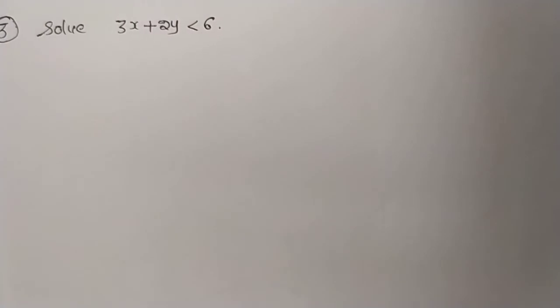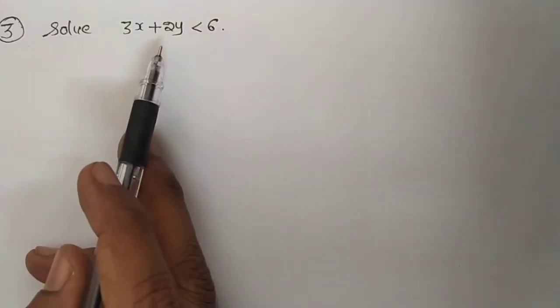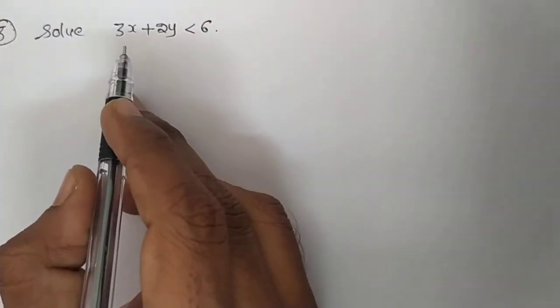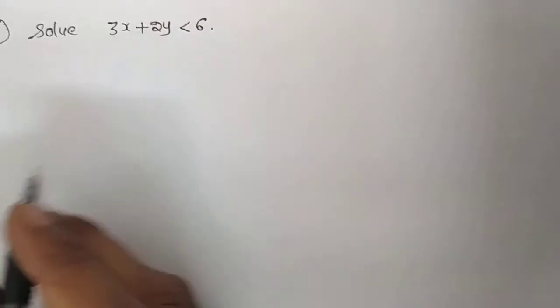In our previous class, we learned about the working rule for drawing the graph of a linear inequality in two variables. Also, we solved one question, right? In this class, we are going to solve some other questions. Here we have one inequality. Solve 3x plus 2y less than 6 graphically.